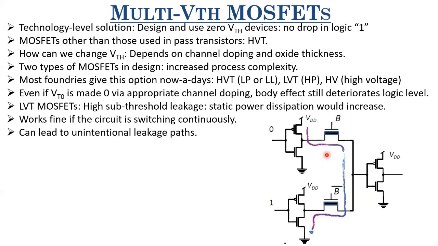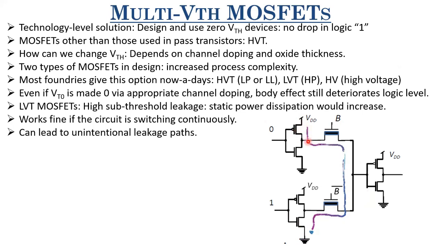So let's say we have a situation like this. If we have complement inputs here, then what happens? There is a path. Since this threshold voltage is 0, it's always on, right? It's almost always on. So there's a path from VDD to the ground.